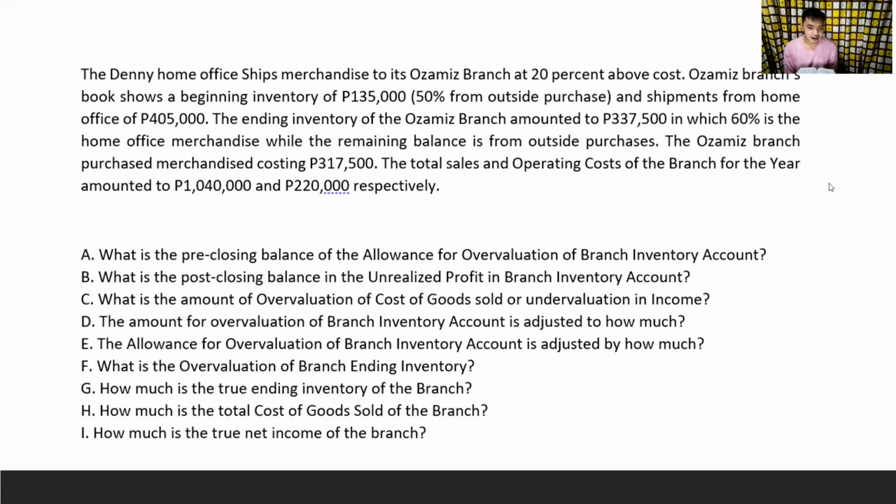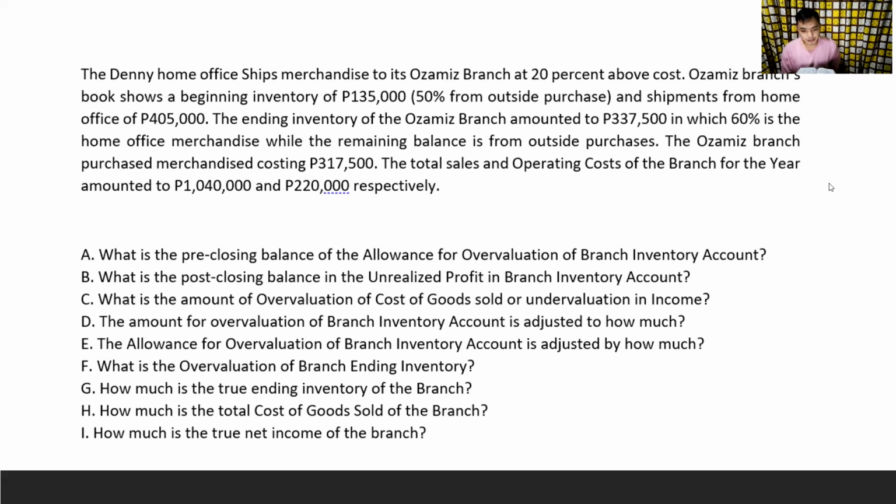So the questions are: what is the pre-closing balance of the allowance for overvaluation of branch inventory account? What is the post-closing balance in the unrealized profit in branch inventory account? What is the amount of overvaluation of cost of goods sold or undervaluation in income? The amount of overvaluation of branch inventory account is adjusted to how much? The allowance for overvaluation of branch inventory account is adjusted by how much?